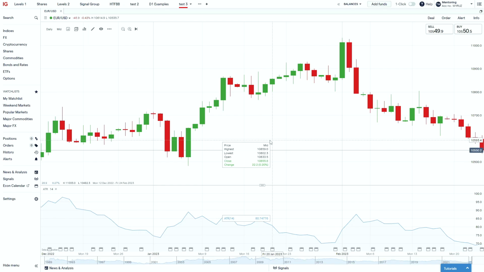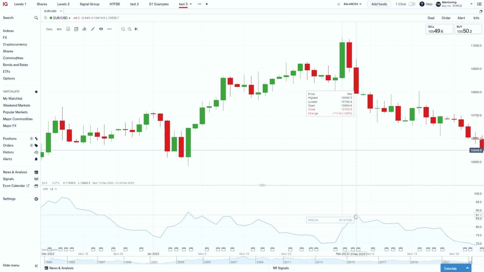So we're here on Euro USD on the daily chart. I've got the candles loaded up and I've got the ATR loaded up below. Most brokers will represent the ATR as this kind of line chart below the main candlestick chart. As you can see, it's moving around, and if I hover over, I can see a number that appears each day, which is the calculation that we just covered in the previous section.